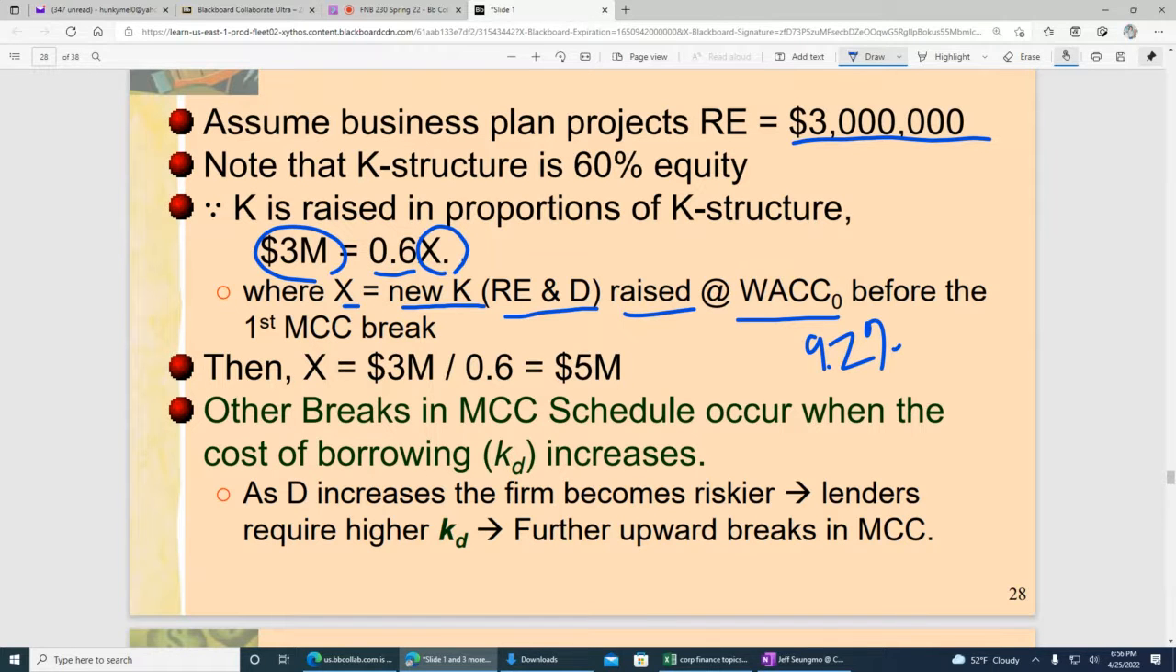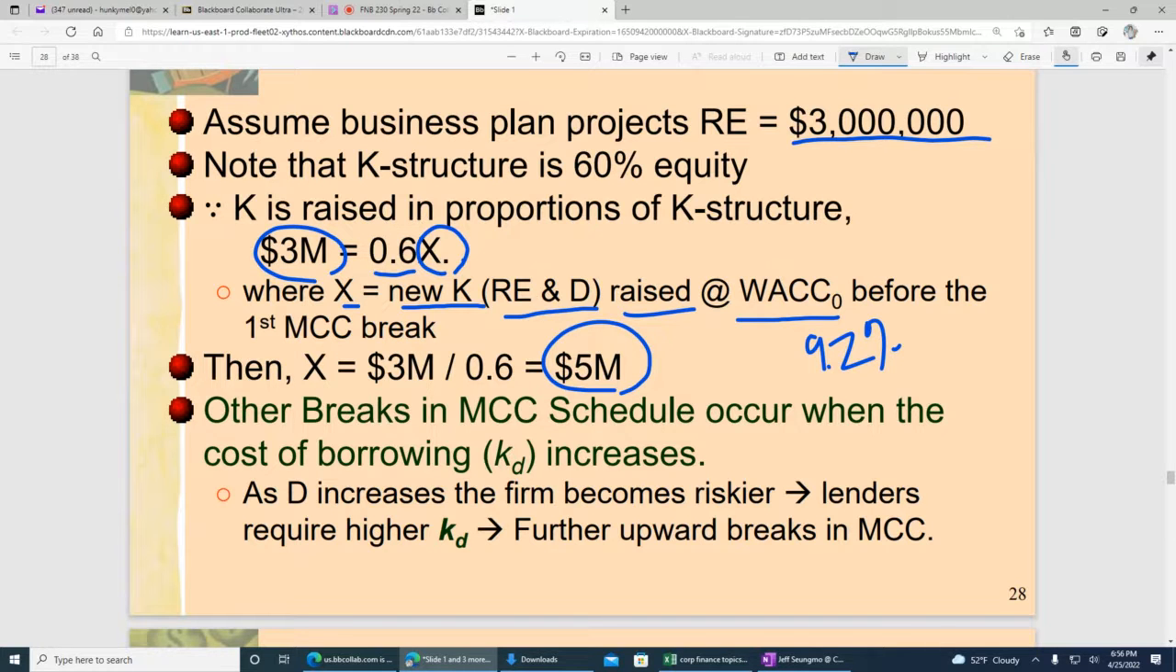So then what should be the X? If you solve for X, then 3 million divided by 0.6, it should be 5 million. So 5 million needs to be raised through retained earnings and debt. In other words, retained earnings is already 3 million, so debt to be raised would be only 2 million.